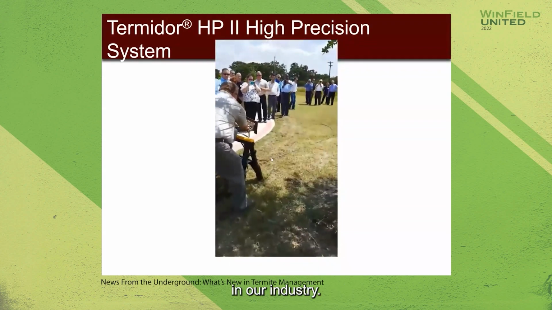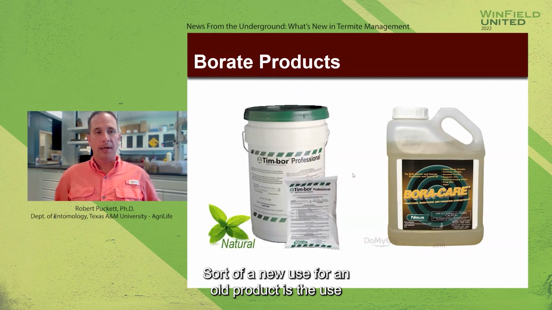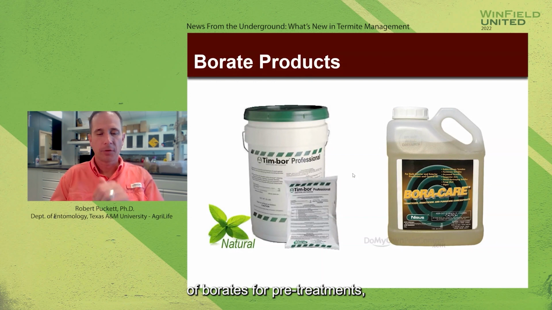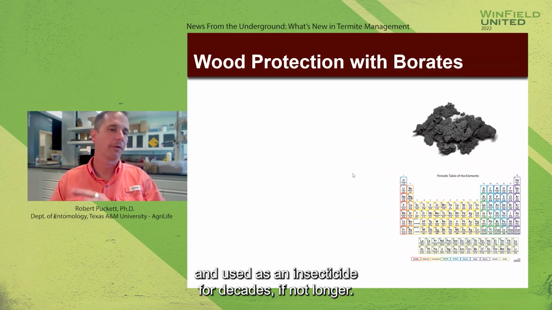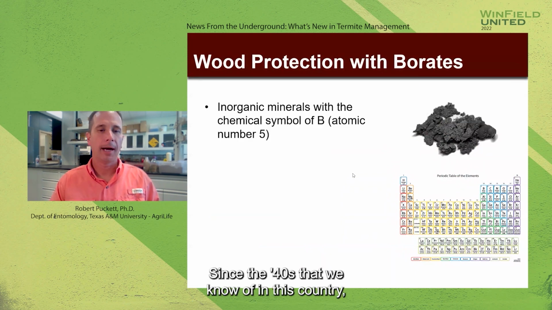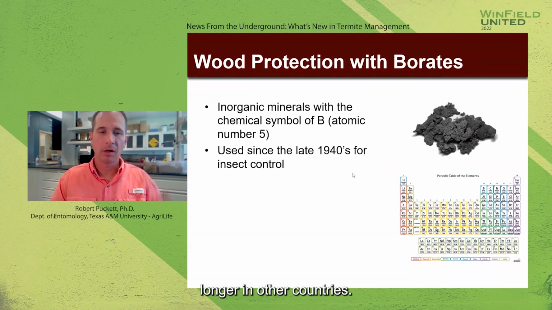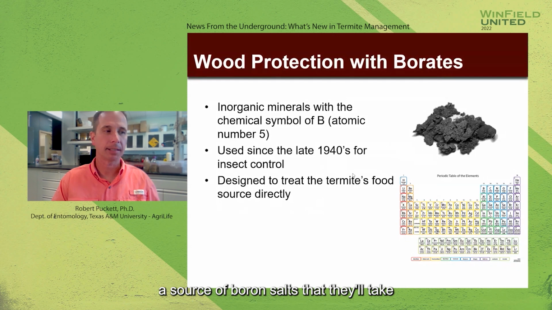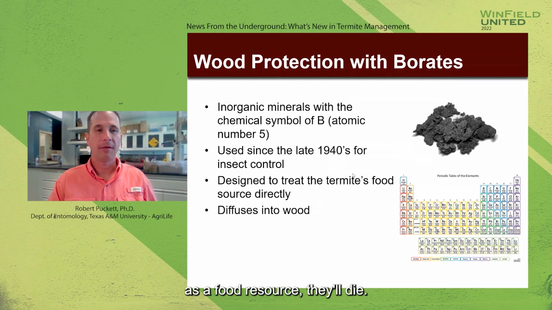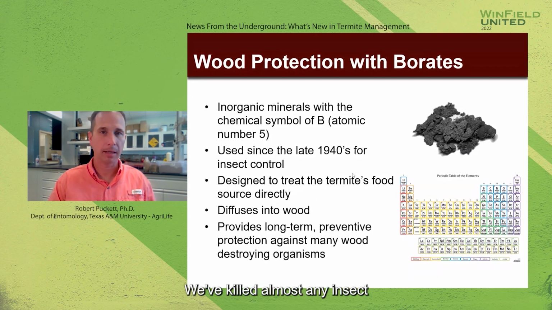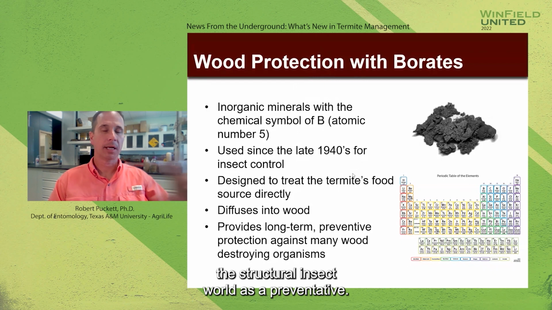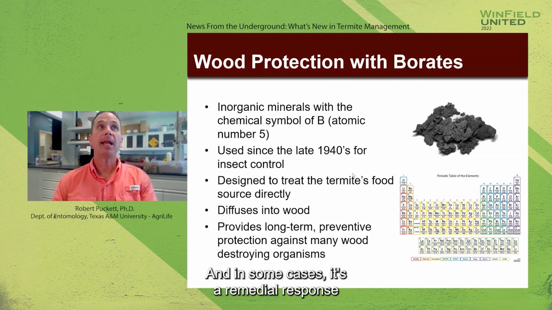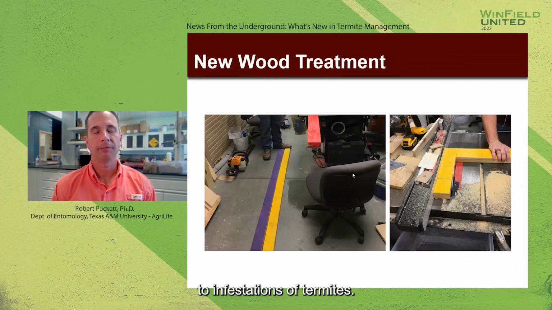Sort of a new use for an old product is the use of borates for pre-treatments for wood-destroying insects in homes. So borates have been around and used as an insecticide for decades, if not longer. Since the 40s that we know of in this country, longer in other countries. We know that if you provide insects a source of boron salts that they'll take as a food resource, they'll die, right? It will kill insects. We've killed almost any insect that we feed borates to in the laboratory. So borates are used in the wood-destroying insect world, the structural insect world, as a preventative, and in some cases as a remedial response to infestations of termites.